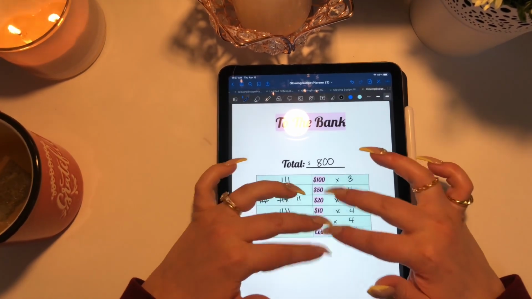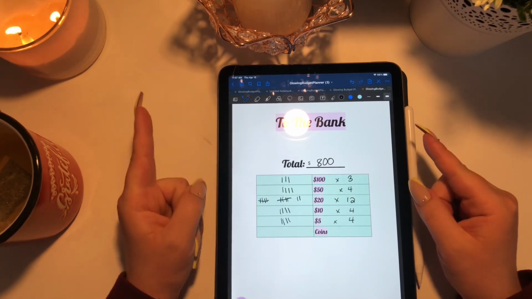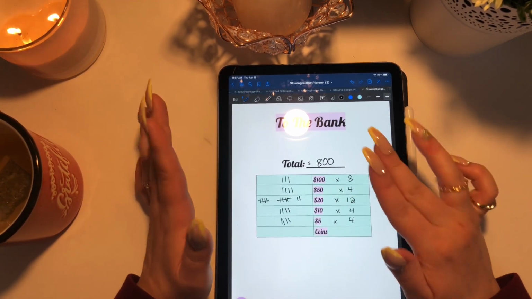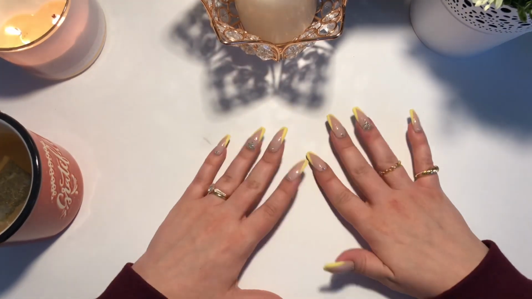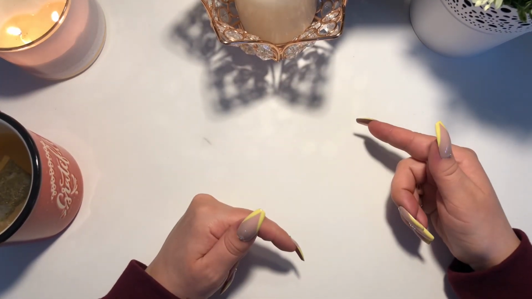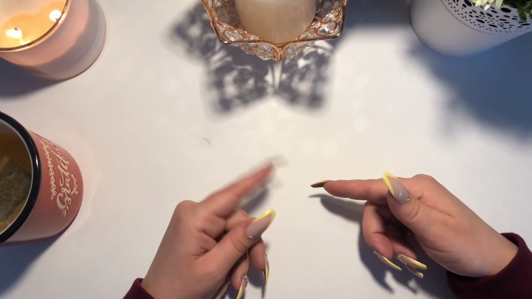And then I go to the bank, I take out the money, and I go ahead and stuff it into my cash envelopes, which I will be showing you guys in my next video coming out Saturday. So guys, I hope that this video was helpful. This is my part 1 of how to start your cash envelope journey.